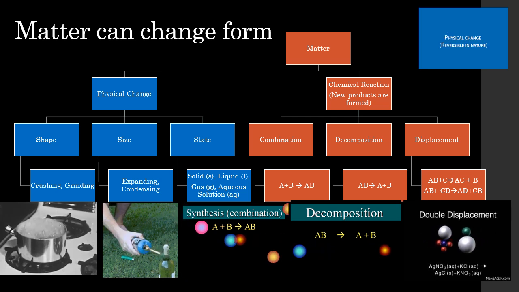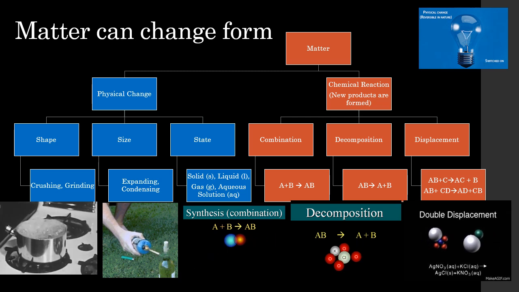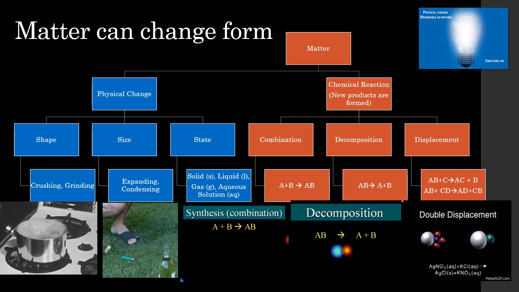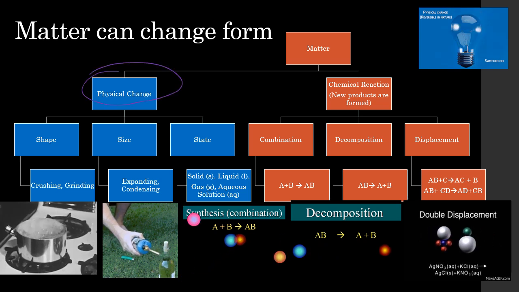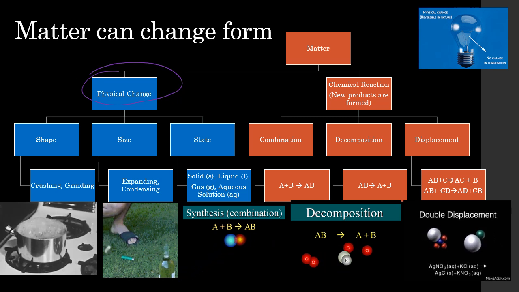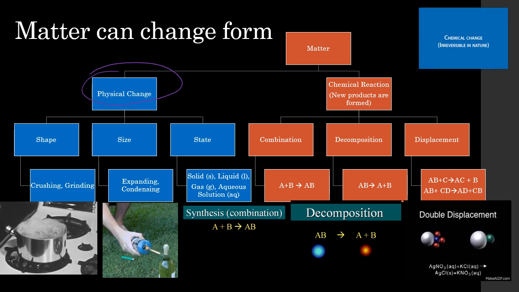So we know that in chemistry we are looking at changes, and matter can change form. We've had a little look at this slide before, and we said a physical change is a change in those three S's: the shape, the size, or the state of the substance.